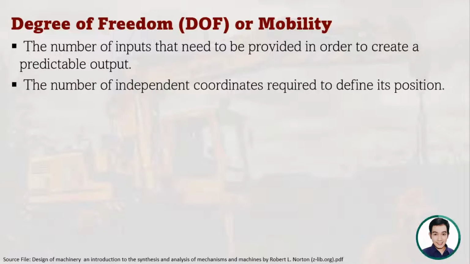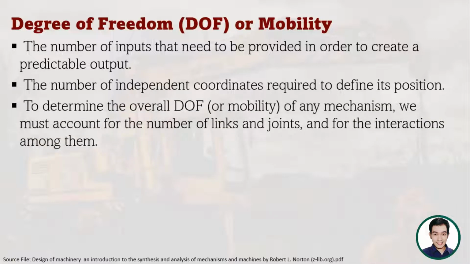These are also defined as the number of independent coordinates required to define its position, just like what I stated a while ago. And to determine the overall degrees of freedom or mobility of any mechanism, we must account for the number of links and joints and for the interactions among them. So that's why we have to be familiar with the links and the joints.